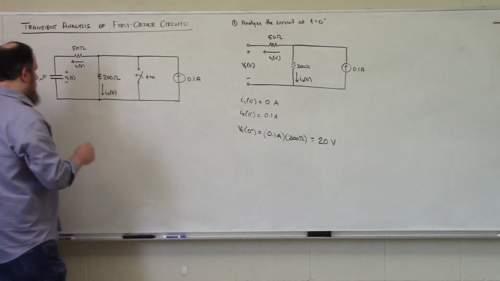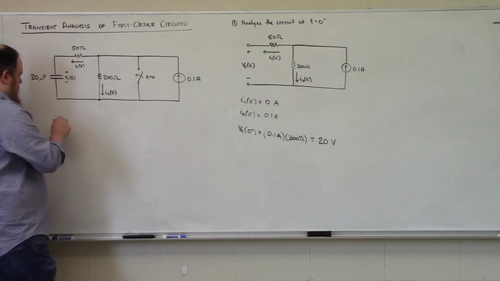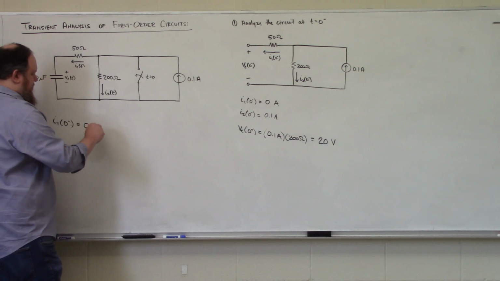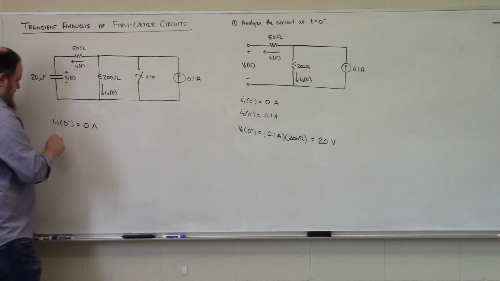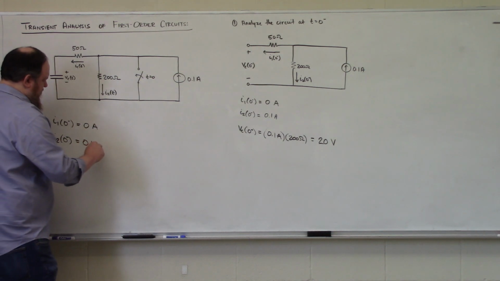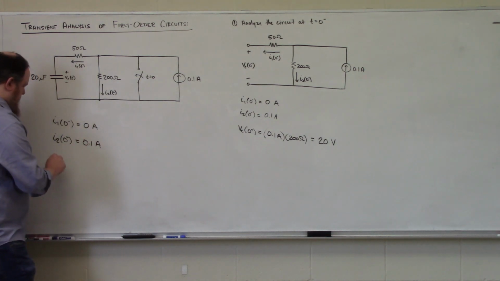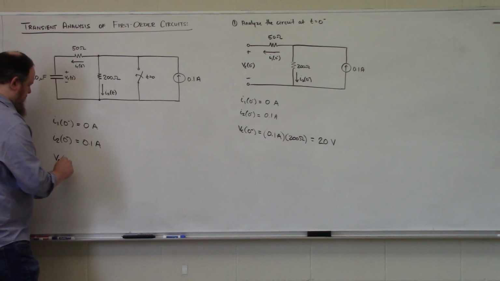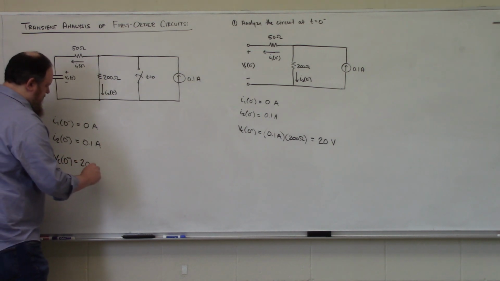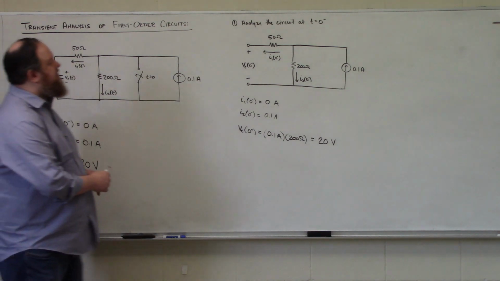So I'm going to write these down over here. I1 at 0 minus is equal to 0 amps. I2 at 0 minus was equal to 0.1 amps. And VC at 0 minus was equal to 20 volts.